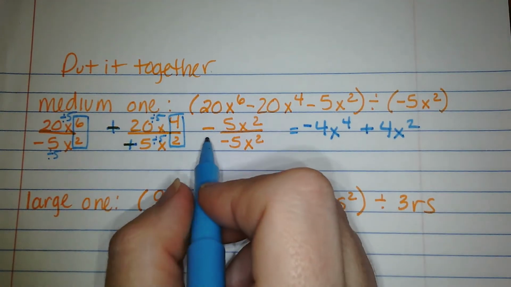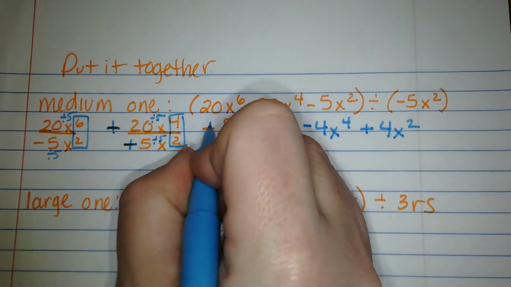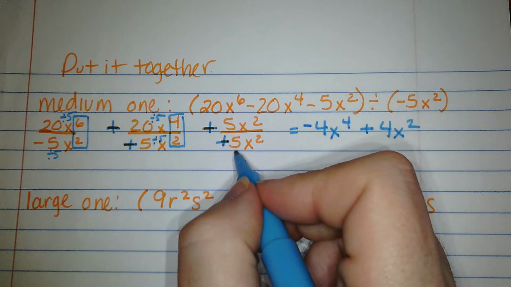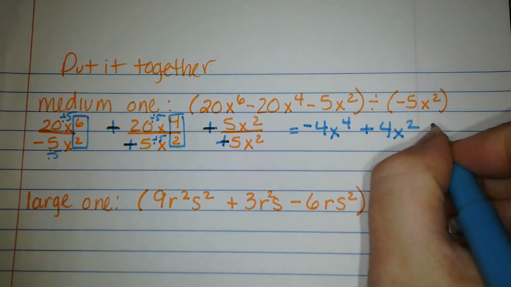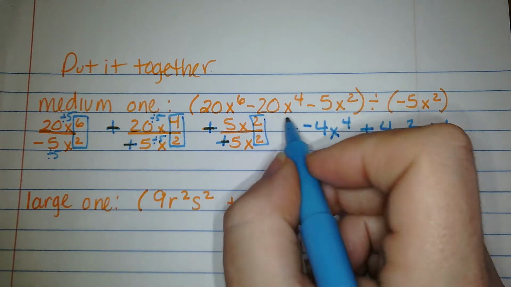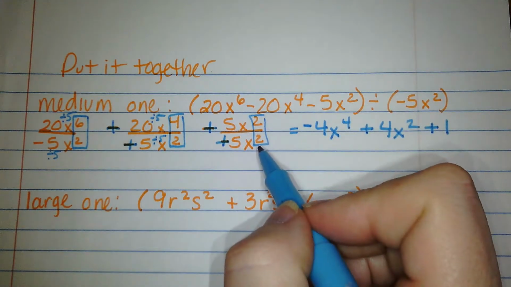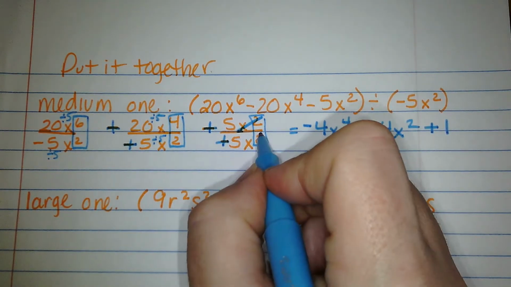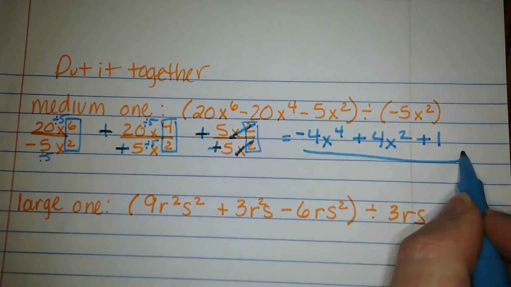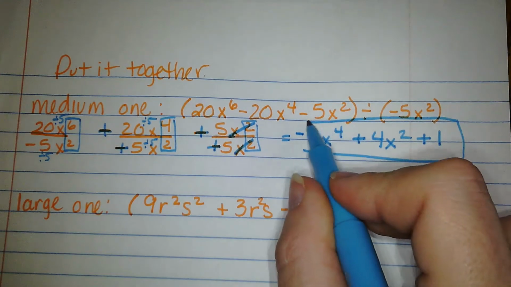And then this is another negative over a negative. So we're going to make those positive. And 5 divided by 5 is 1. So we're going to put a positive and a 1. And then when we subtract our exponents, 2 take away 2, we get 0. So these cancel out. So this is my final polynomial. So that's how we do these medium ones.